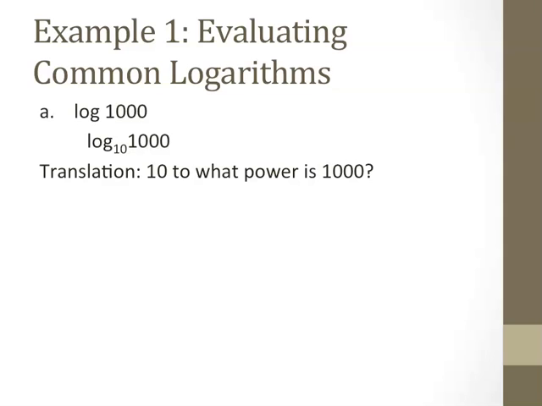So 10 to what power is 1,000? Well, is it 10 to the first? Definitely not. 10 squared is 100. 10 to the third is 1,000. So 10 to the third power is equal to 1,000. So our answer here is 3.